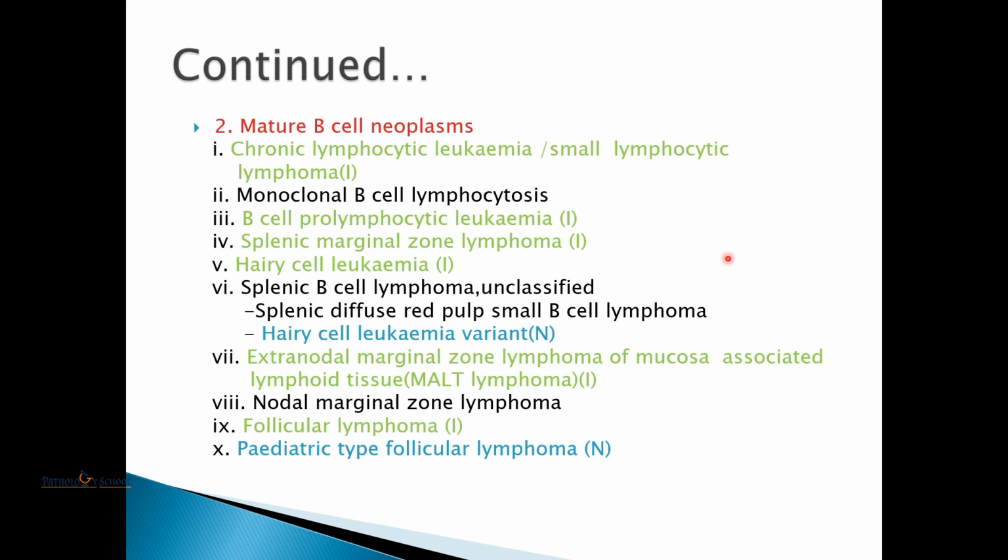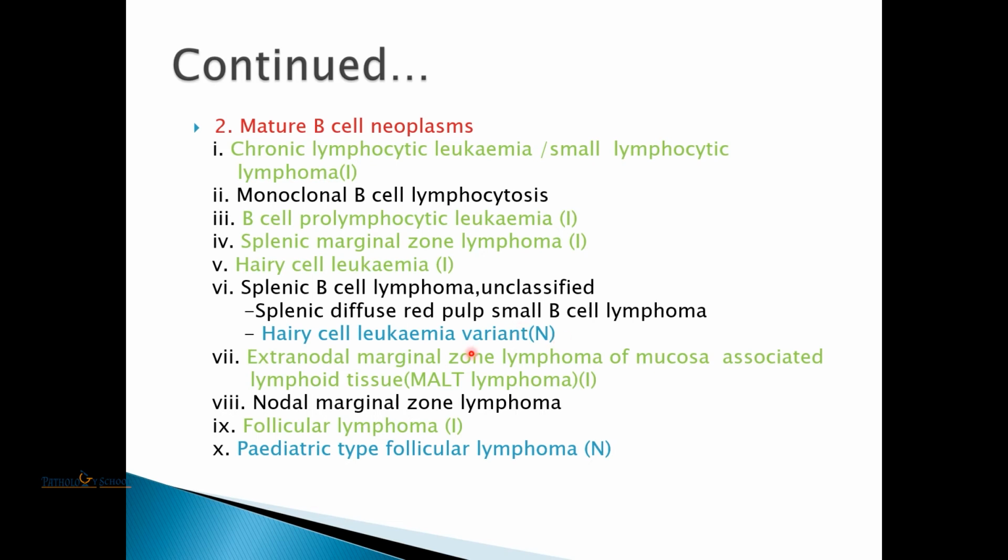Now coming to the mature B cell neoplasm. Important subcategories are chronic lymphocytic leukemia or small lymphocytic lymphoma, B cell prolymphocytic leukemia, splenic marginal zone lymphoma, hairy cell leukemia. Under splenic B cell lymphoma unclassified, there are 2 subcategories, splenic diffuse red pulse small B cell lymphoma and hairy cell leukemia variant. The new change which is added is a newly found mutation of MAP2K1 which is found in the new cases of hairy cell leukemia variant.